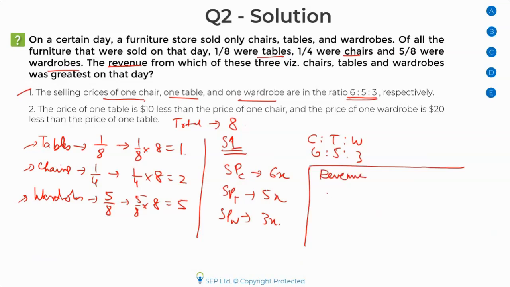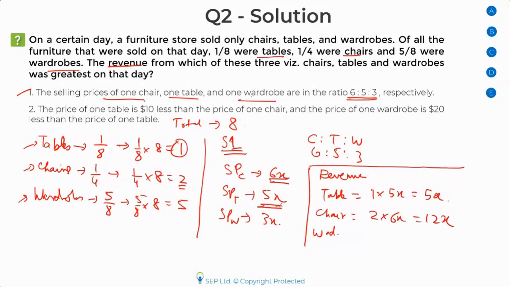It helps me because I'm looking for revenue. So when I'm finding out the revenue of the table, I can simply say the revenue of the table is the price of one table times the number of tables. So 1 times 5x is equal to 5x. The price of the chair is going to be 6x times 2, which is 12x. And the price of the wardrobe, which I'm writing as WAD, is 3x and 5, so 5 times 3x, which is 15x.